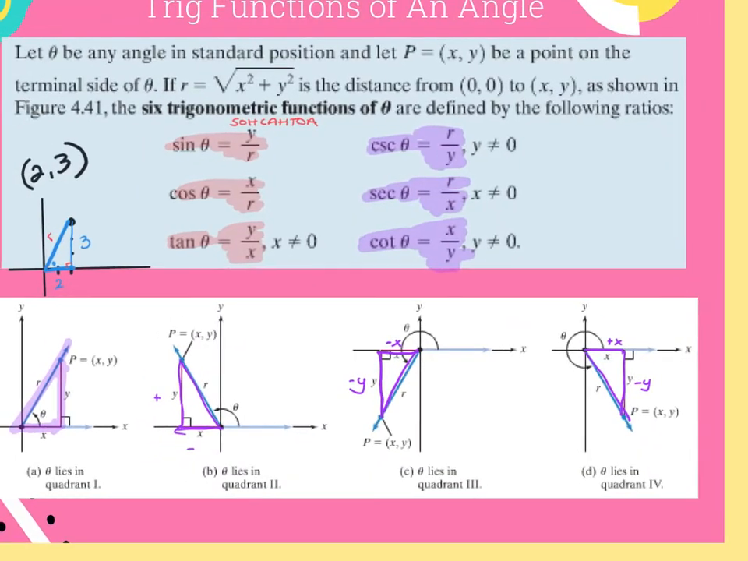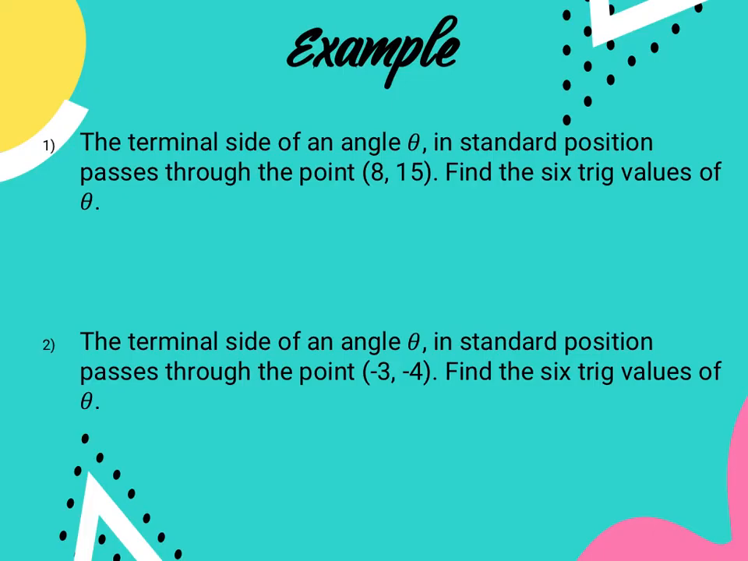So the first thing we're going to do is use the endpoints, okay? These say the terminal side of an angle theta in standard position passes through the point (8, 15). Find the 6 trig values of theta. By 6 trig values, it means sine of theta, cosine of theta, tangent of theta, and then the reciprocals: cosecant of theta, secant of theta, and cotangent of theta.